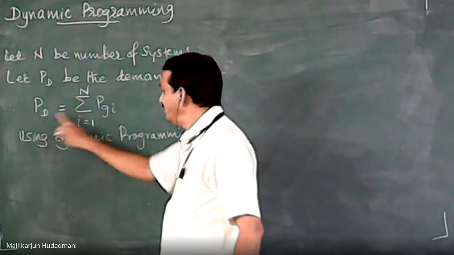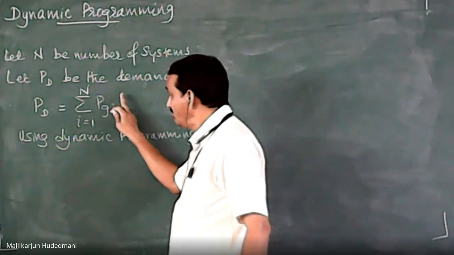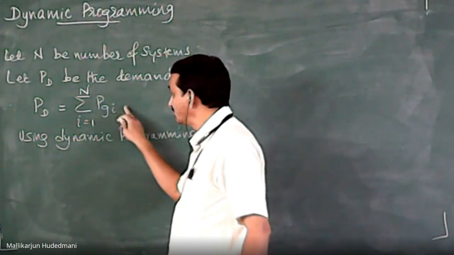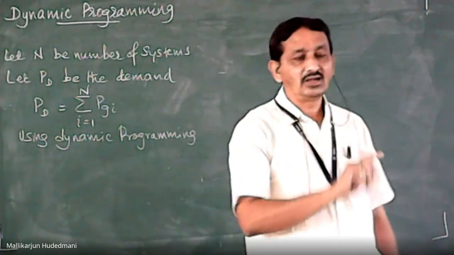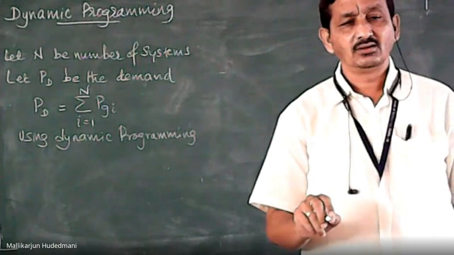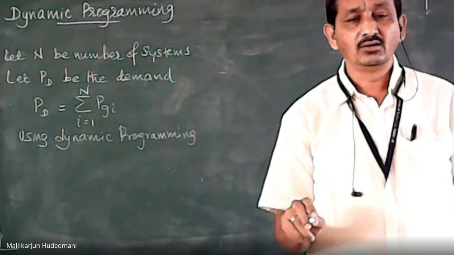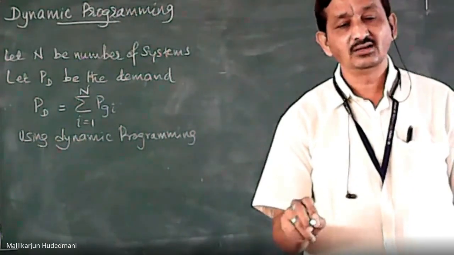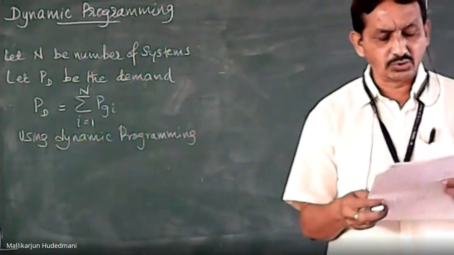Let this PD be the sum of all the productions from the generators. While making my combination from the generator perspective, I will take a first decision. Let my nth generator be my reference. Let it produce Pn megawatt, whose production cost I also know as Fn Pn per megawatt, like that. Let me write it and show you.